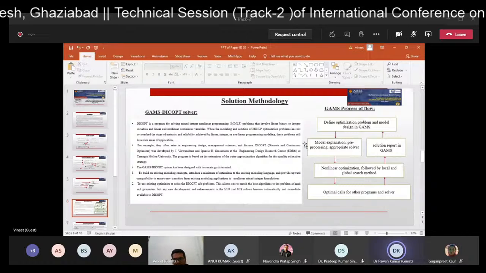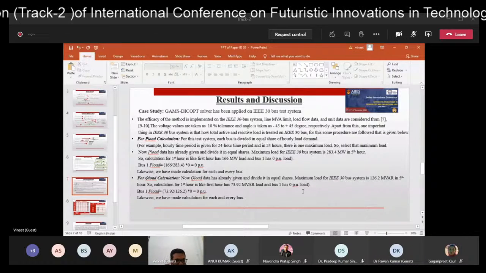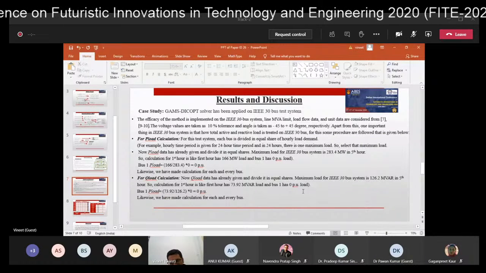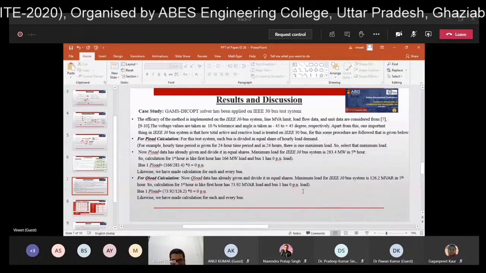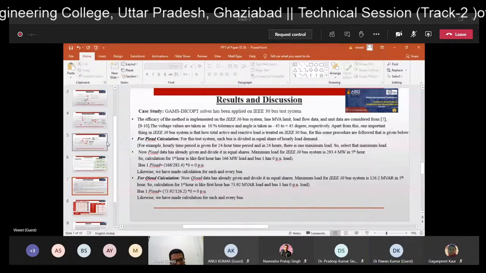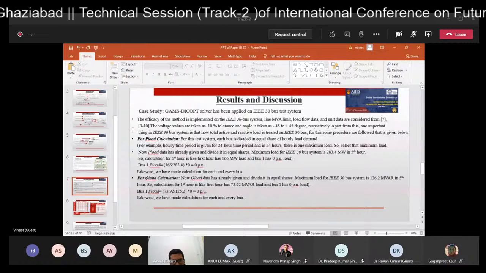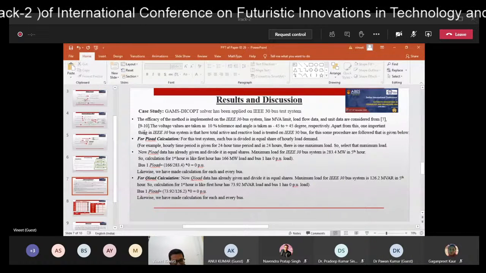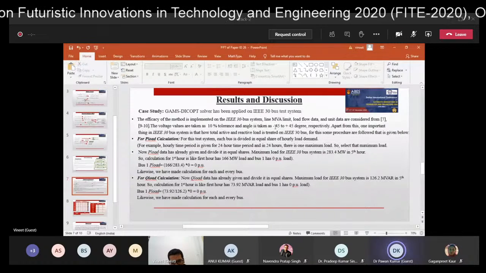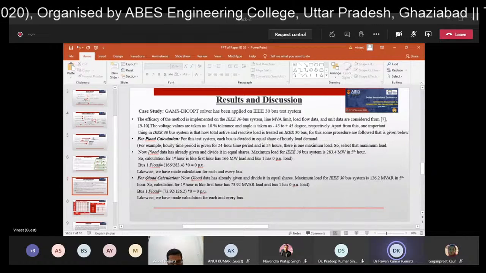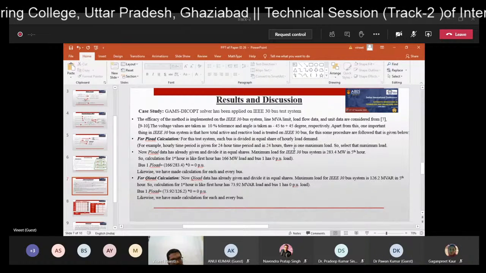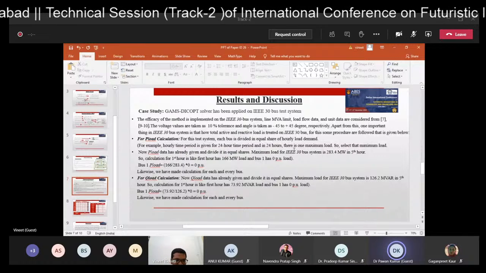So these are the result and discussion part. Now, this solver has been applied on the IEEE 30 bus system. To find the efficacy of this, I have taken the data from references 7, 8, 9, and 10. So these are papers from some reputed journals, and the voltage angle limits have been considered as minus 45 to plus 45 degrees, and the voltage values are taken with a 10% tolerance from the minimum and upper bound.